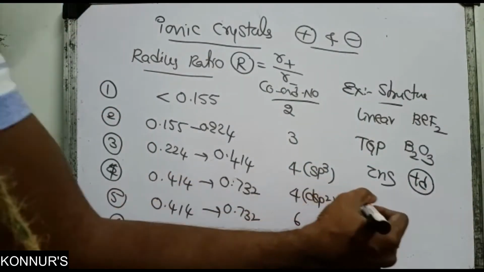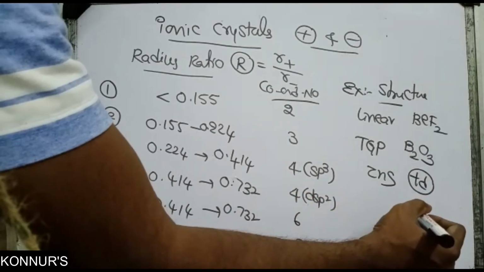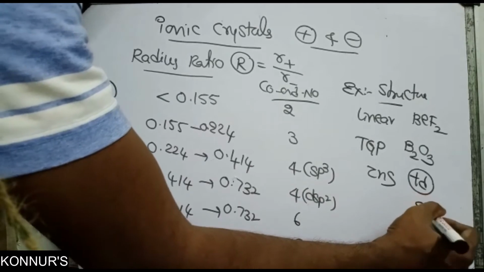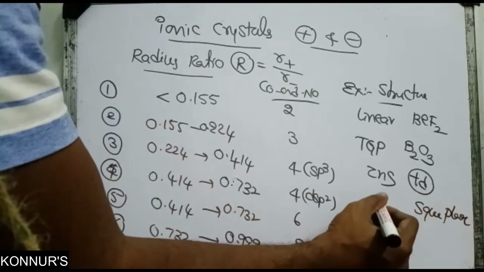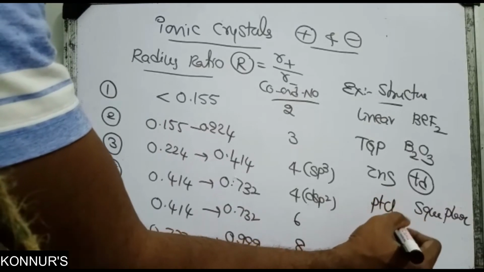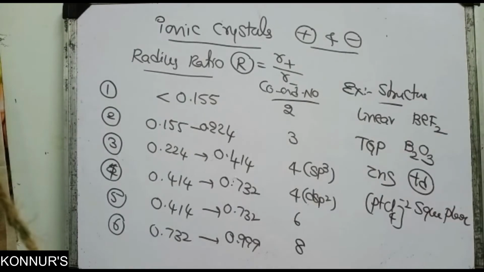Next, dsp2. dsp2 means coordination number 4, but the structure is square planar. Square planar structure, so PtCl4 2-. You can take that example.